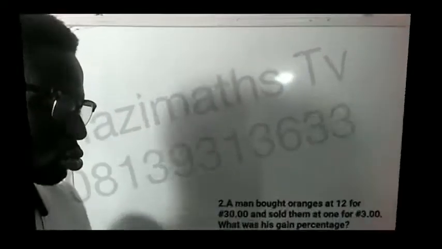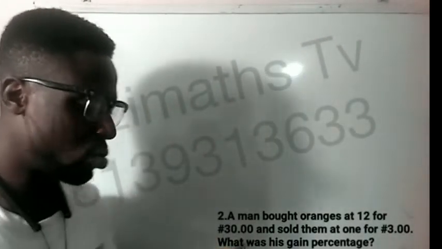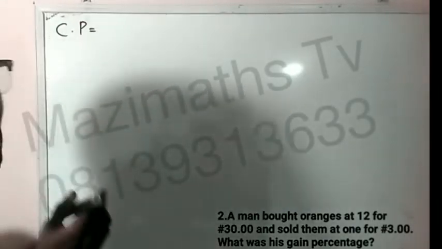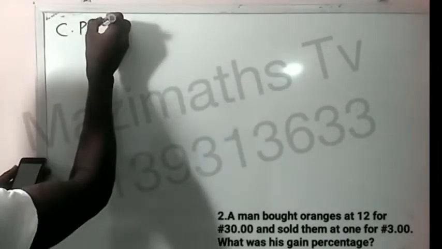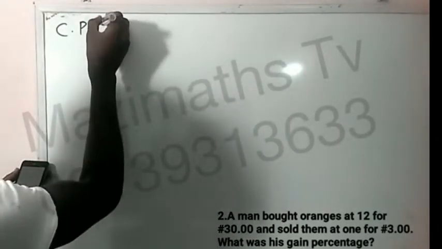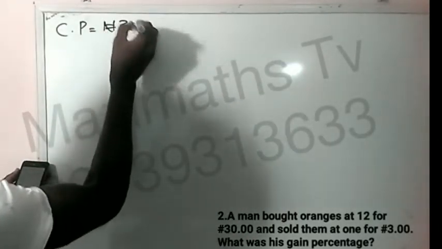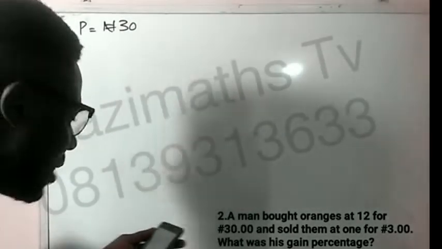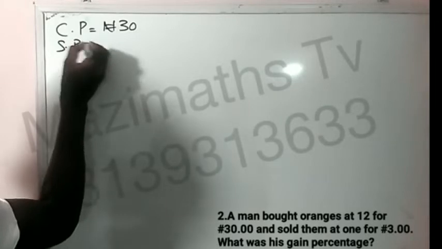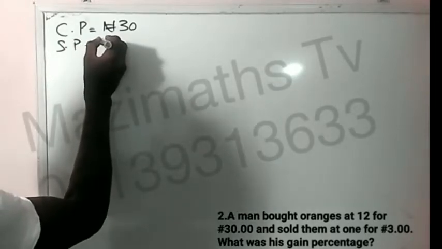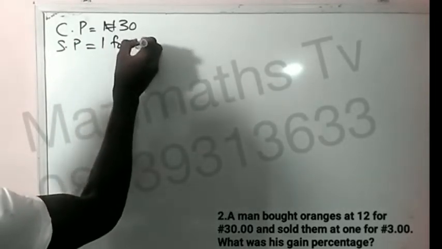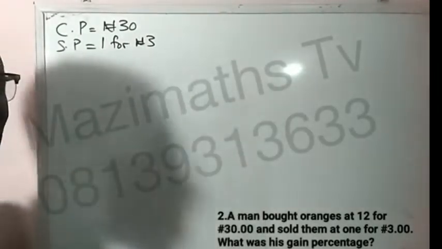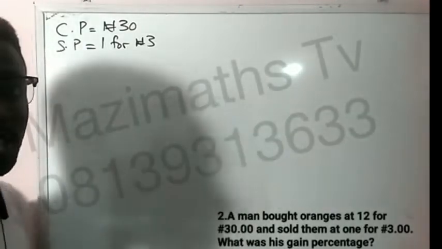Okay, question number 2. A man bought oranges at 12 for 30 naira. That is the cost price. This simply means cost price. So the cost price of the oranges, that is he bought 12 oranges at 30 naira. Okay, that is all the 12 oranges. We paid 30 naira for it and sold them at 1 for 3 naira. This is the selling price. He sold, that is at 1 for 3 naira. Mind you, we don't know the exact amount that is spent. Okay, after selling all the oranges.